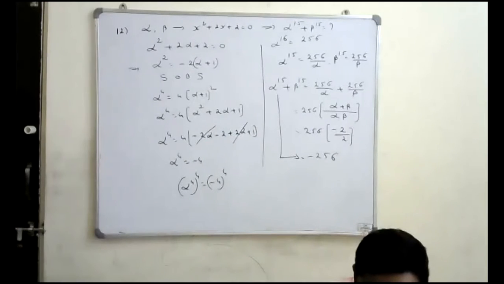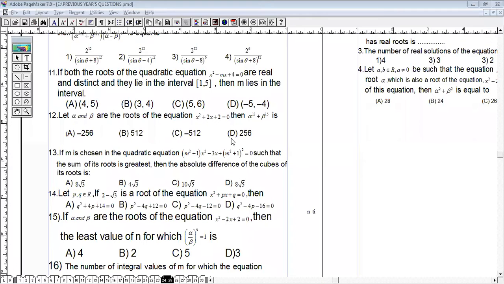Next, look at the next problem. Observe, this is the 13th problem. m is chosen in the quadratic equation (m square plus 1) x square minus 3x plus (m square plus 1) whole square such that the sum of its roots is greatest. If the sum of the roots is the greatest, what is the absolute difference of the cubes of the roots? Let's observe the problem.